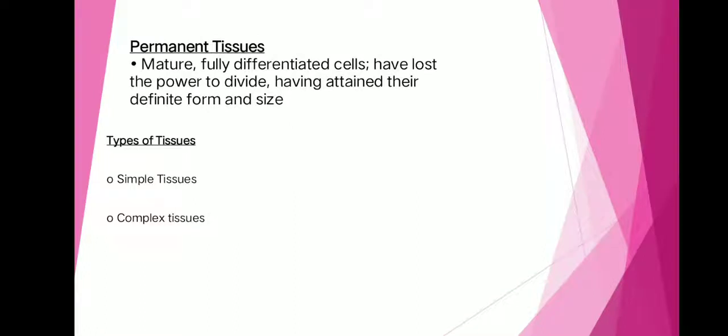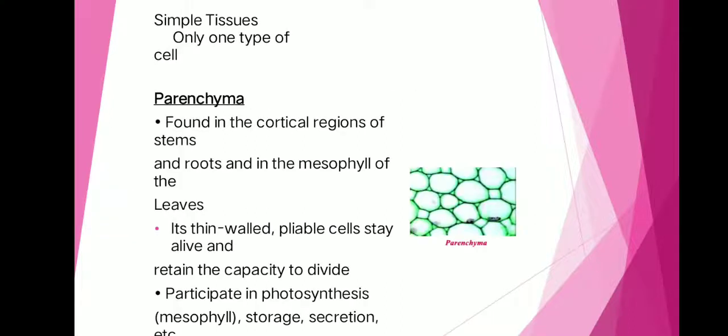Permanent tissues. Mature, fully differentiated cells have lost the power to divide, having attained their definite form and size. So permanent tissue is plant tissue that has completed its growth and differentiation and is usually incapable of meristematic activity. Types of tissues: simple tissues and complex tissues.